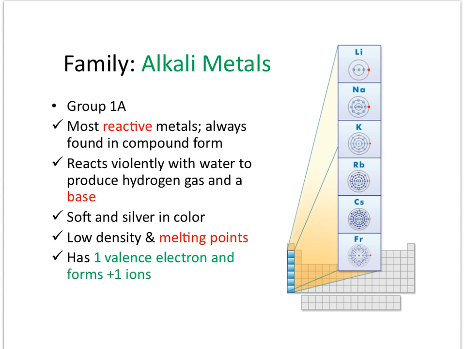All right, let's start off with family 1A, which is called the alkali metal family. They are the most reactive metals. They will always be in compound form. They react violently with water to produce hydrogen gas and a base. Let me give you an example of that.